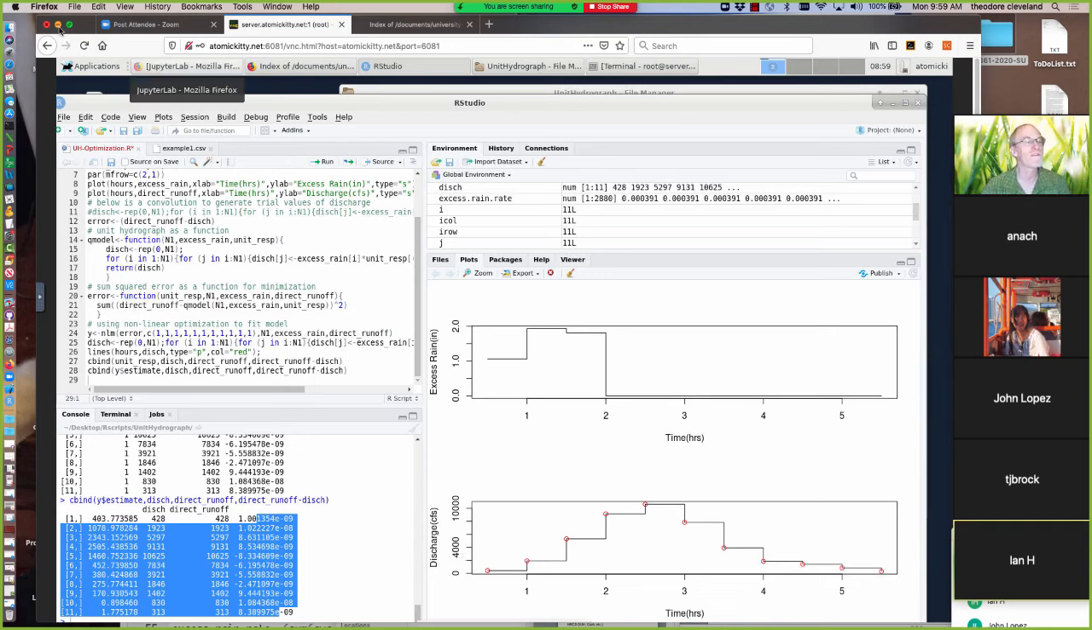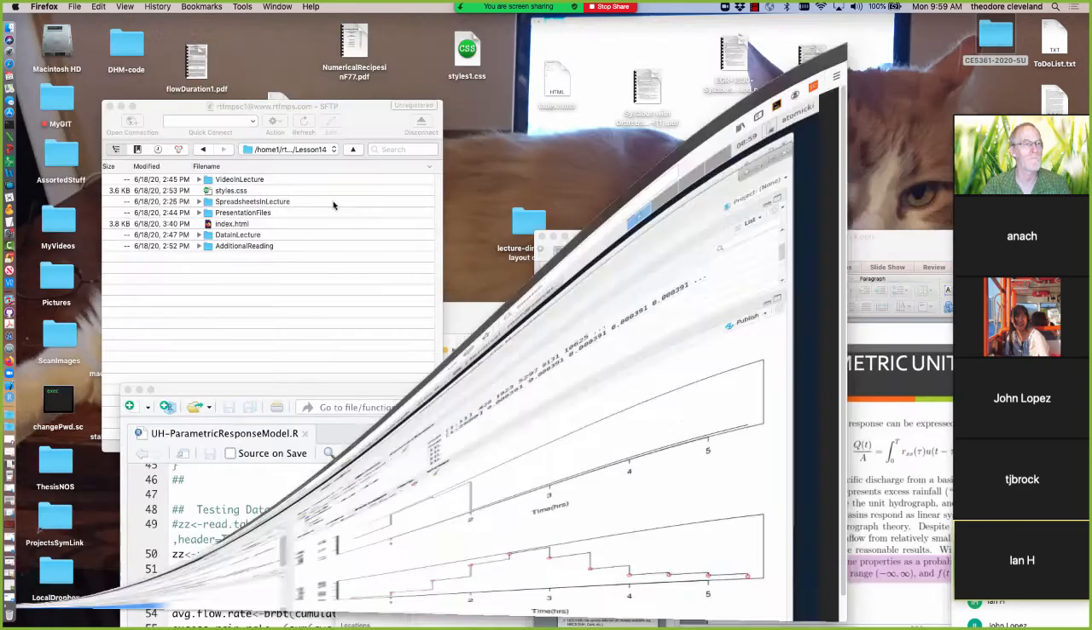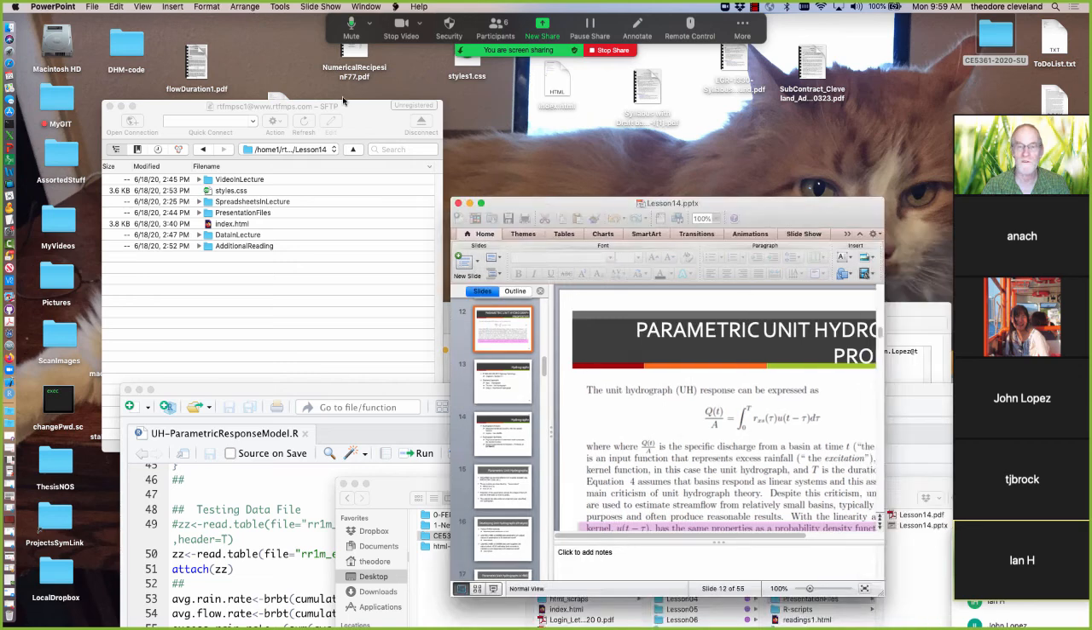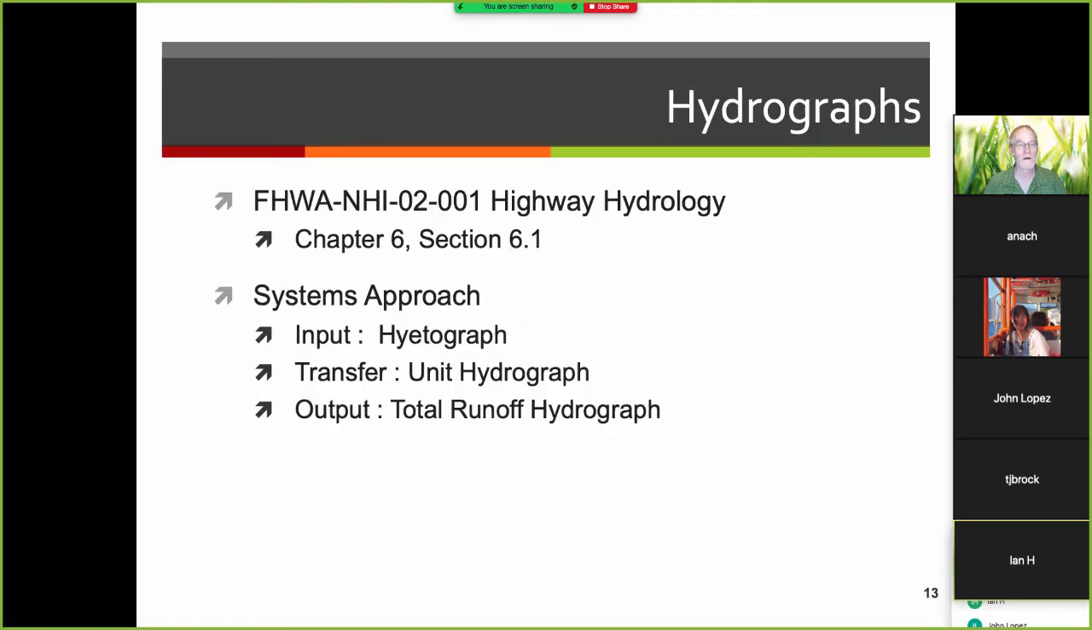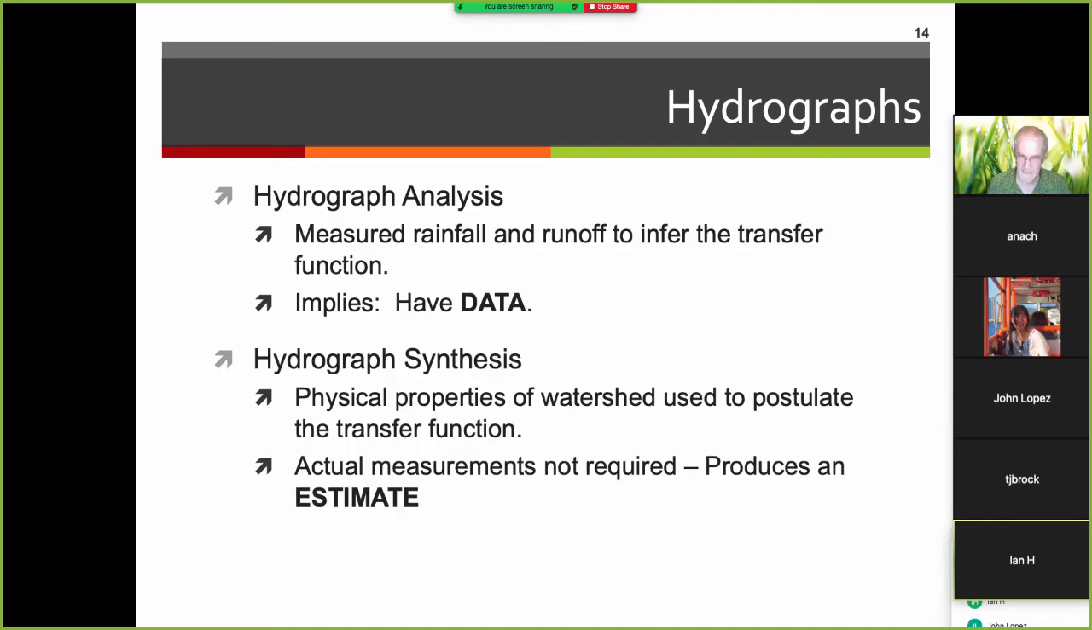So let me return back to the PowerPoint presentation and prepare you for tomorrow. So what we'll do tomorrow is we're going to look at everything we've just done, but using the HEC-HMS. So we've done analysis, we haven't really done synthesis. The idea of synthesis is we're going to use physical properties of watershed to postulate the transfer function. Actual measurements are not required, so it produces an estimate.